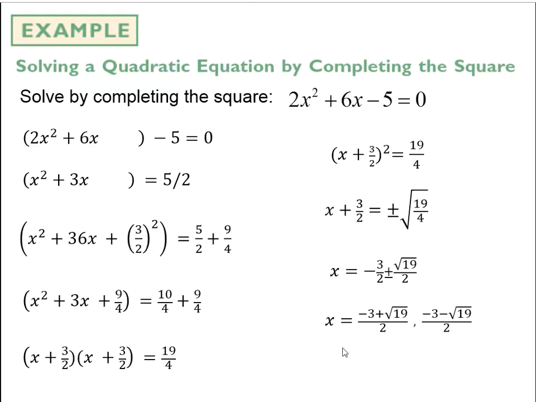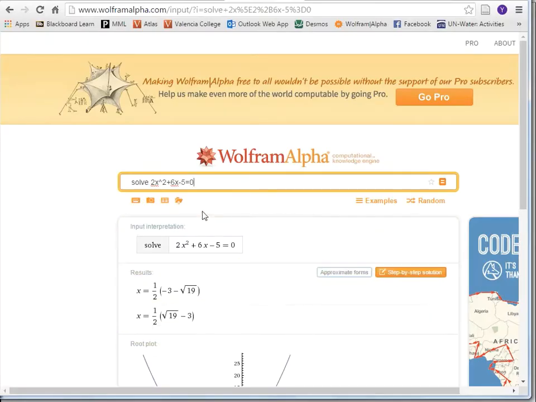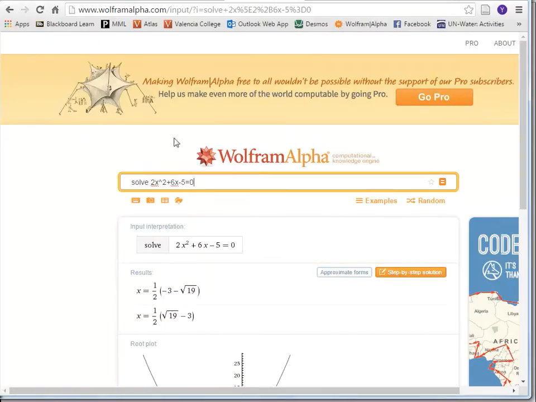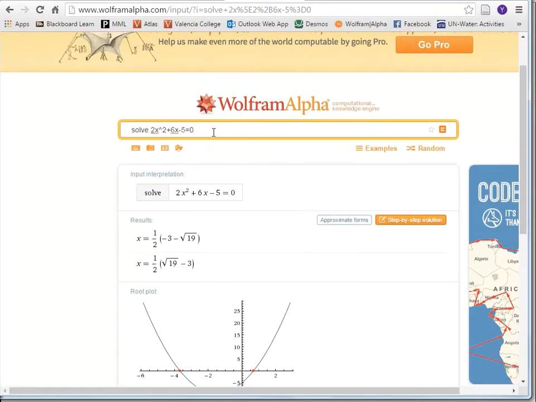All right, so back in chapter 2, we would have solved a quadratic equation by completing the square, and that would have been one technique we would have learned. Now, I want to bring up some technology and check my work. If I bring up Wolfram Alpha and I type in, solve 2x squared plus 6x minus 5 equals 0. Remember, that was my original equation, 2x squared plus 6x minus 5 equals 0. And I type that in.